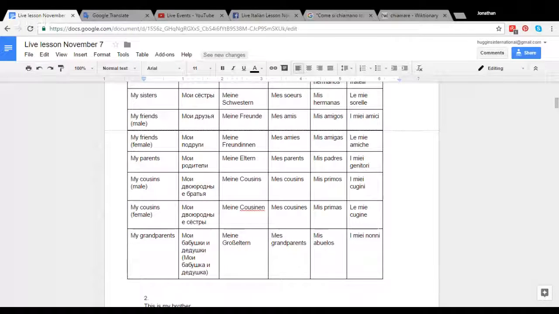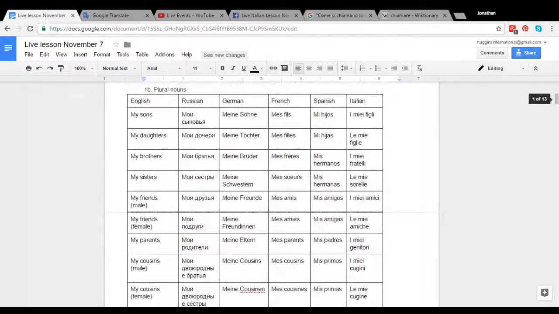Okay, so we have the article here, i and le, and this plural adjective, miei, M-I-E-I. If it is the masculine plural, it's miei, with the I at the end. If it is the feminine plural, it's mie. So be careful with the pronunciation, the miei and mie.